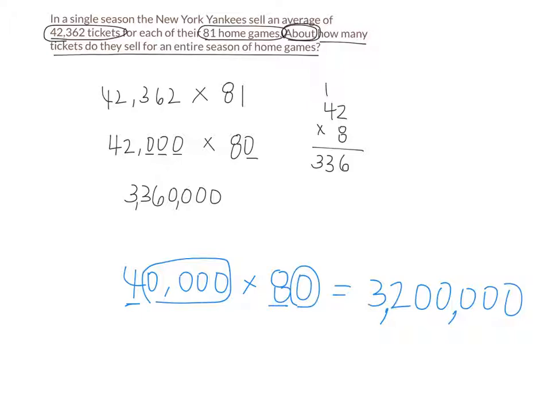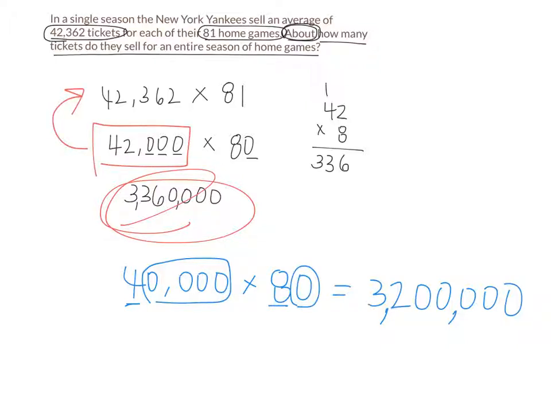Which one's a better estimate? Which one's closer to the actual number? Talk to your table group. Okay, ladies and gentlemen, which one's going to be closer to the actual number? 3,360,000 or 3,200,000? Everyone? 3,360,000. Right. This number, 3,360,000, is going to be closer to the actual number because 42,000 is closer to 42,362. So that's a closer estimate.